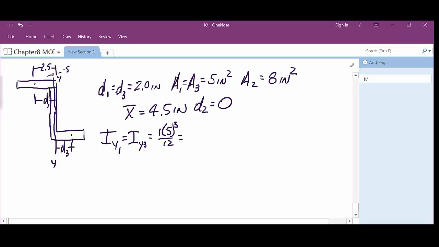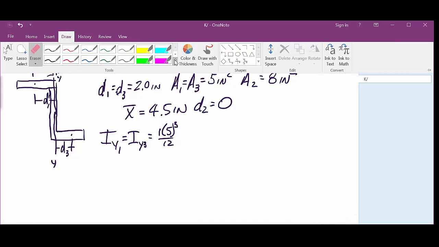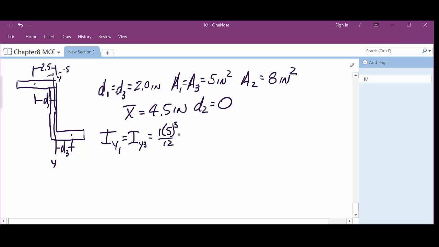And of course I probably screwed up again, didn't I? Yep. I don't really want the equal sign in there just yet, because I do have a D value for those, don't I? Plus the area, which is 5, times 2, which is D squared. So each one of those is that value right there, which turns out to be 30.4 inches to the 4th.